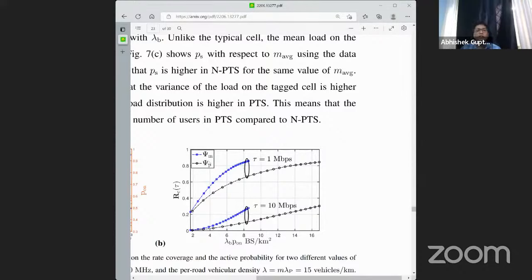And again, when we have vehicle-to-infrastructure communication only with the Platoon, this will give you even better performance. So that's all from my side. I'm happy to take any questions if there are.